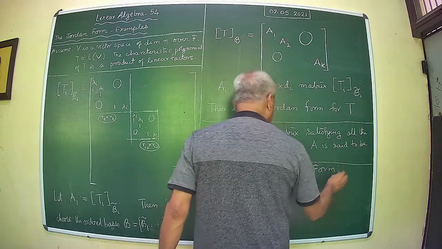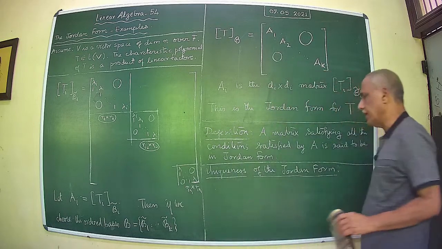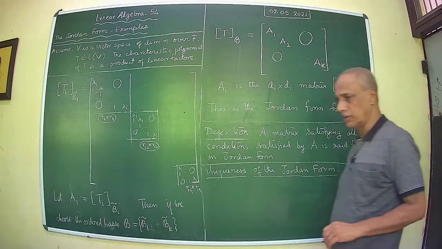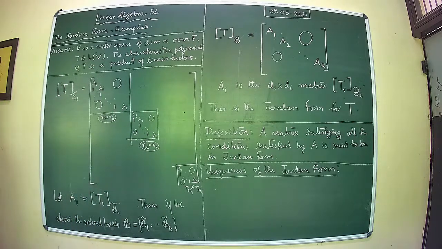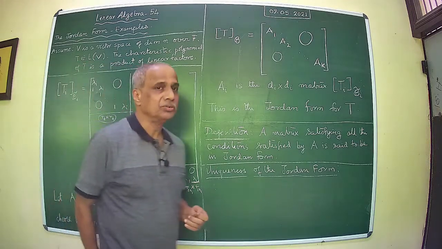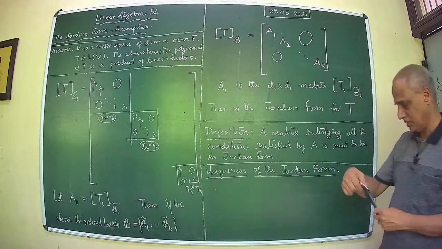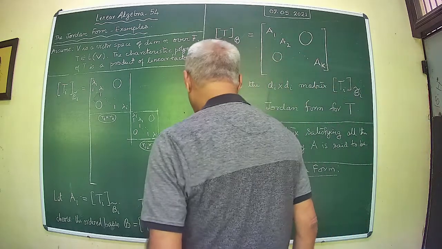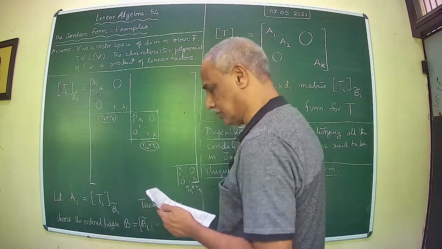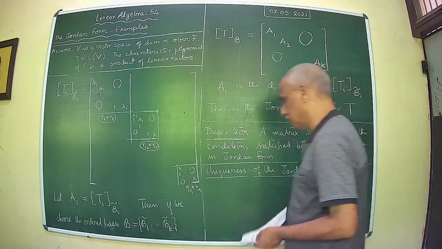So what we have proved so far is that there exists a Jordan form representation for the given linear transformation, provided the characteristic polynomial breaks up into the product of linear factors. That's the only condition. Okay. Now suppose, let us assume that there exists an ordered basis for V in which T is represented by a Jordan matrix.